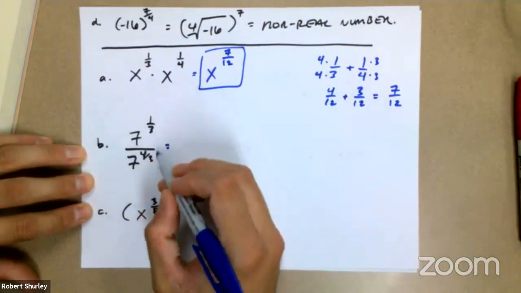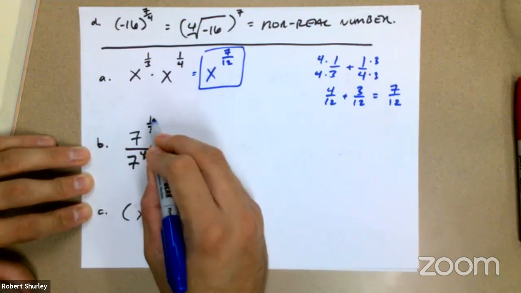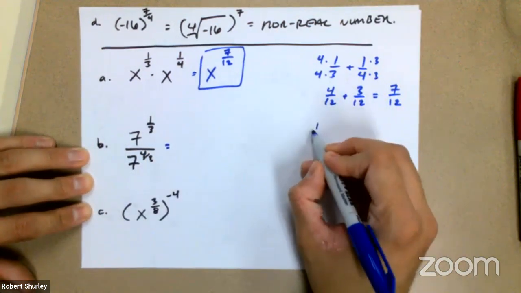Okay, so subtracting, this will be easier because we have common denominators. So we wind up with 1/3 minus 4/3, right?